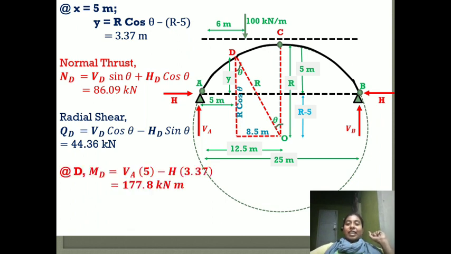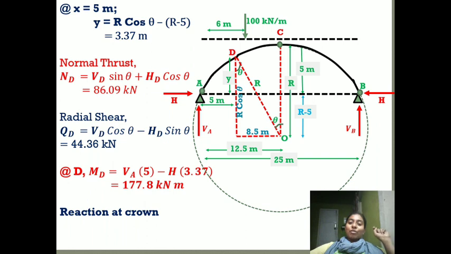At D, we are asked to find the moment at D. So moment at D is equal to VA, the vertical reaction, into the distance at D, 5, anti-clockwise, so minus H into the distance Y, 3.37. We don't have any load to the left of D, so only these two forces act. So it is 177.8 kilonewton meter. See, the previous problem also used this same concept.